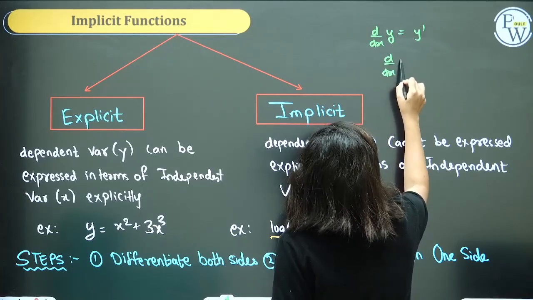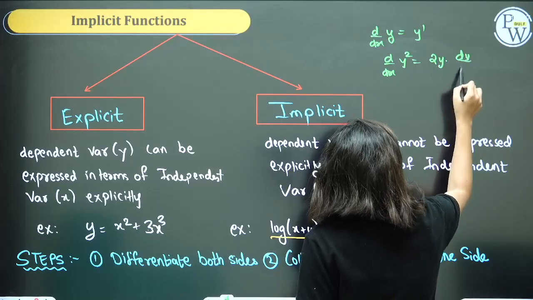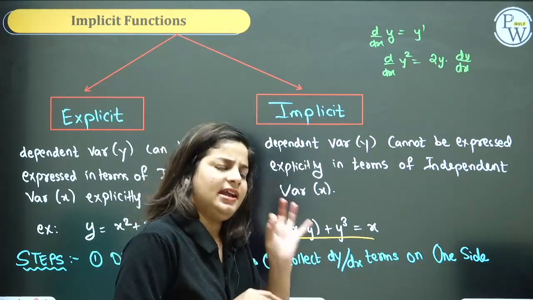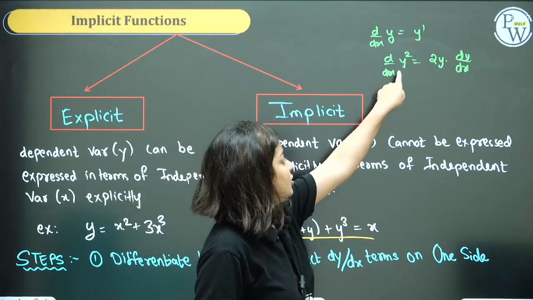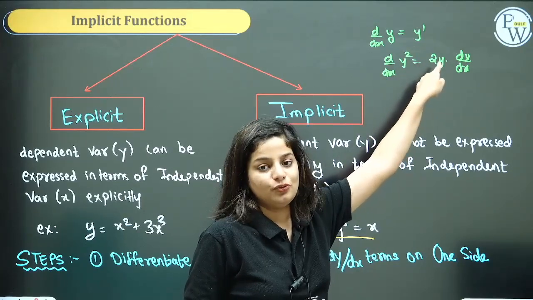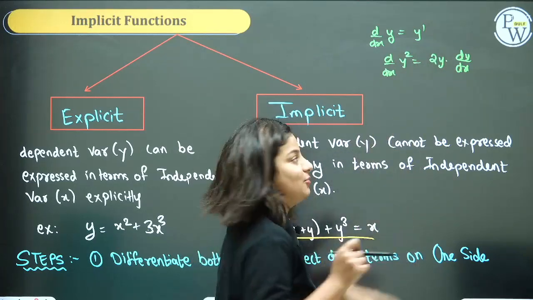The derivative of y square will be 2y into dy by dx. Chain rule, that's what we just now studied. If it's anything other than x, you have to take its derivative. So here, instead, the derivative of x square is 2x. So the derivative of y square is 2y. But this is not x now, this is y. So multiply with its derivative.